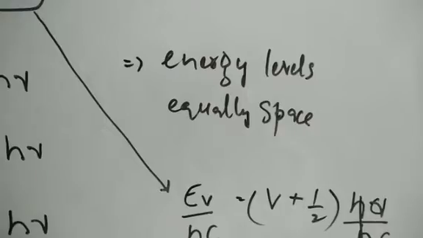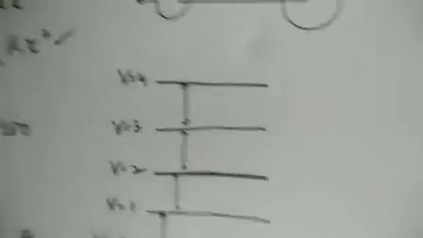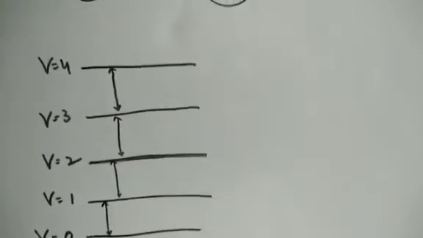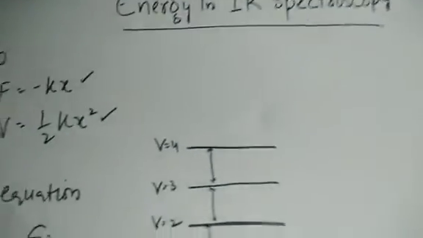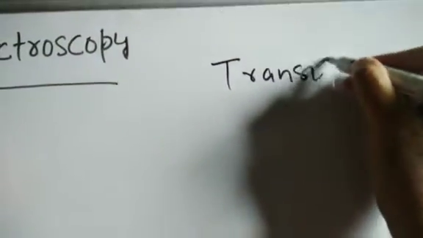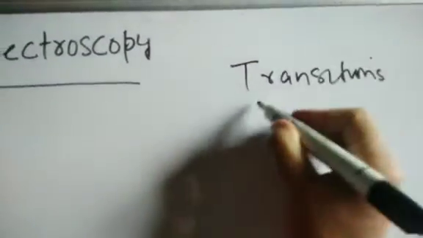Now we'll talk about this, this is all about the energy. So the conclusion is that for molecules in IR spectroscopy, when we see the harmonic oscillator condition, the energy levels are equally spaced. Now we'll talk about the transitions. Molecule absorbs the IR radiations, it undergoes transitions.